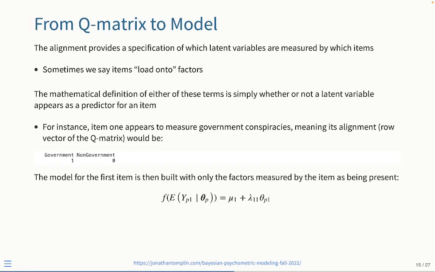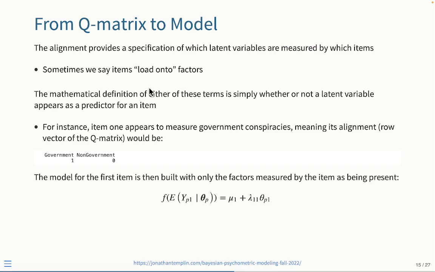So we can move from the Q matrix to a model, in this case for an example item, by talking about the alignment specifying which latent variables are measured by which items. In previous literature language, we may say items load onto factors. I prefer not using this because the direction seems opposite. An item loading onto a factor means an item should predict the factor. And as you know, in this type of measurement model equation, the latent variable is actually predicting the response itself. So the directionality seems to be different by the term load onto. So that's why I use the term measured by.